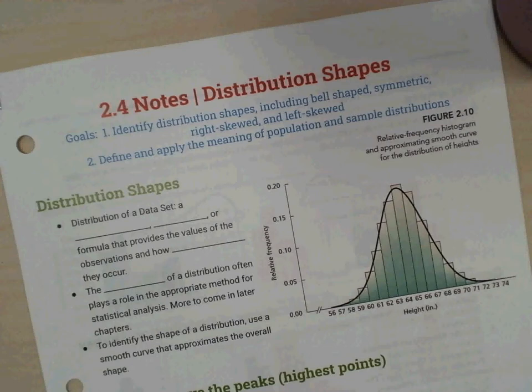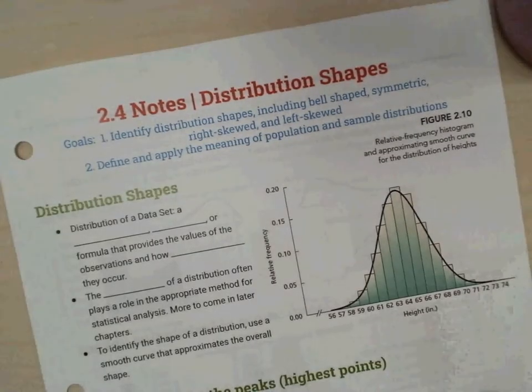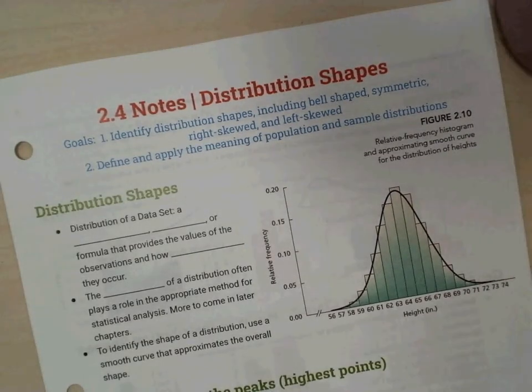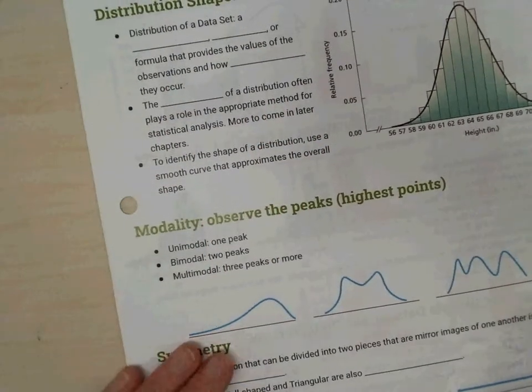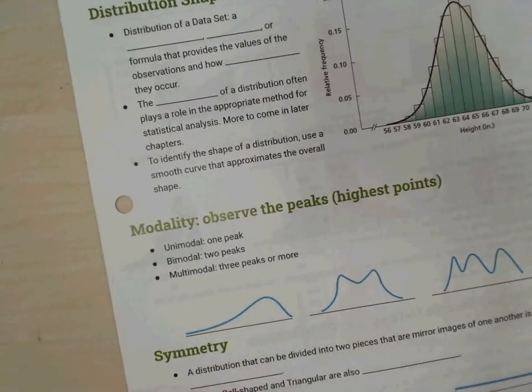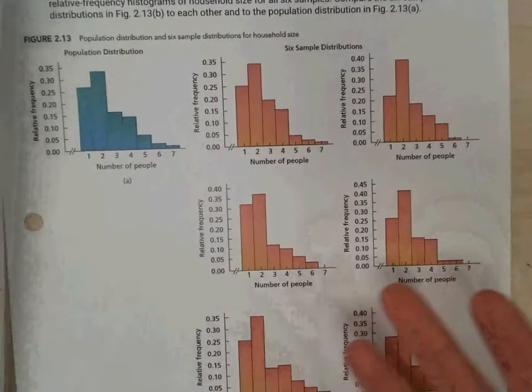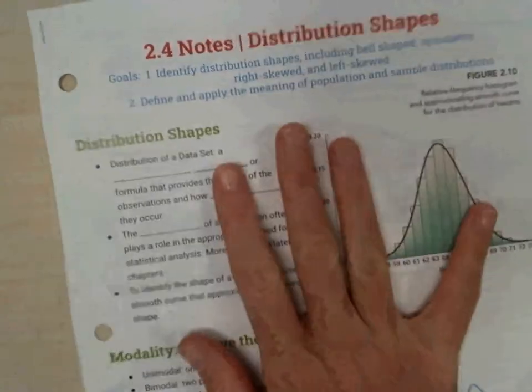Great. So 2.4 notes, distribution shapes. We'll start by talking about some broader categories of the distribution shapes after we define what a distribution shape is, and then we'll talk about some more specifics, and then we'll look at an example. So starting with the definition of distribution shapes, that's key.